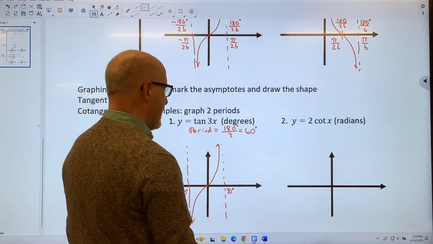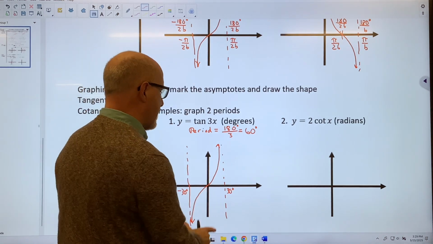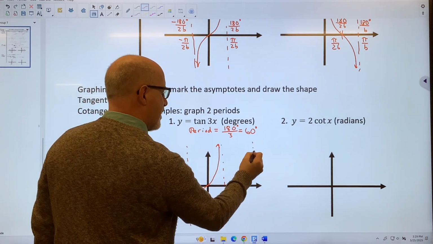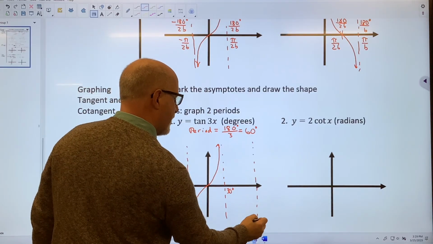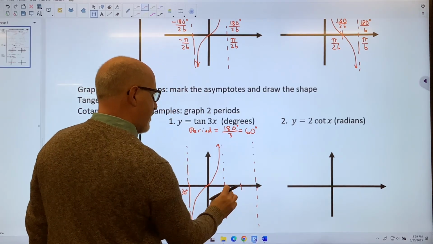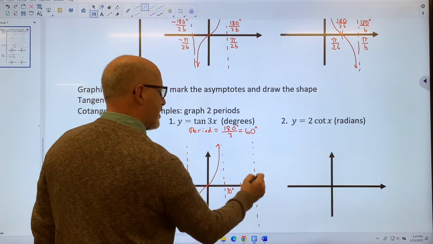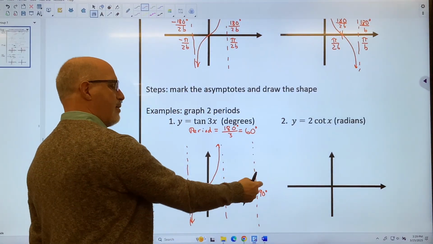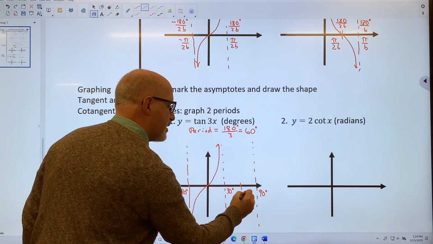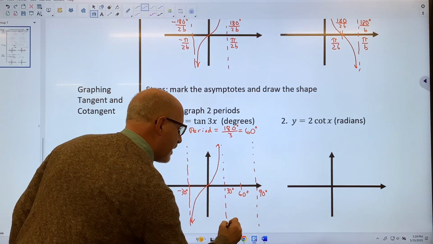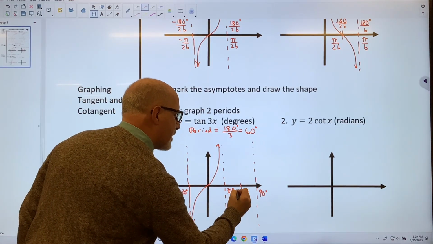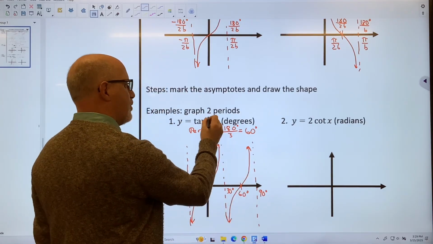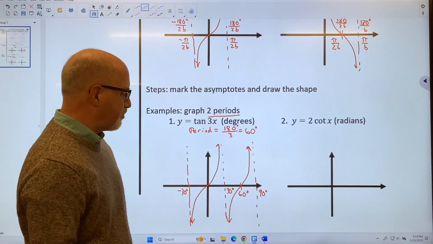Now I need to do 2 periods here, so I'm just going to go one full period further on. If I take 30 and add that 60 degrees, I get to another asymptote at 90 degrees. Halfway between 30 and 90 is 60 degrees. And so my tangent graph will look like this for my second period. So I now have 2 periods graphed for this.